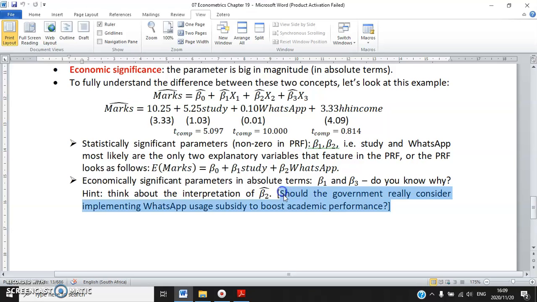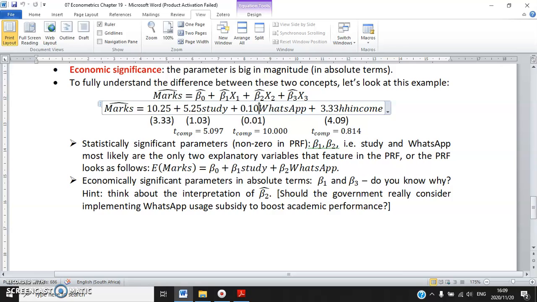So this is why I would raise the question. Given this small magnitude or economic insignificance, do you really think the government should consider spending fiscal revenue to implement a WhatsApp usage subsidy to boost academic performance if the economic magnitude is so small, only 0.1? So think about it. So that's it for this chapter.